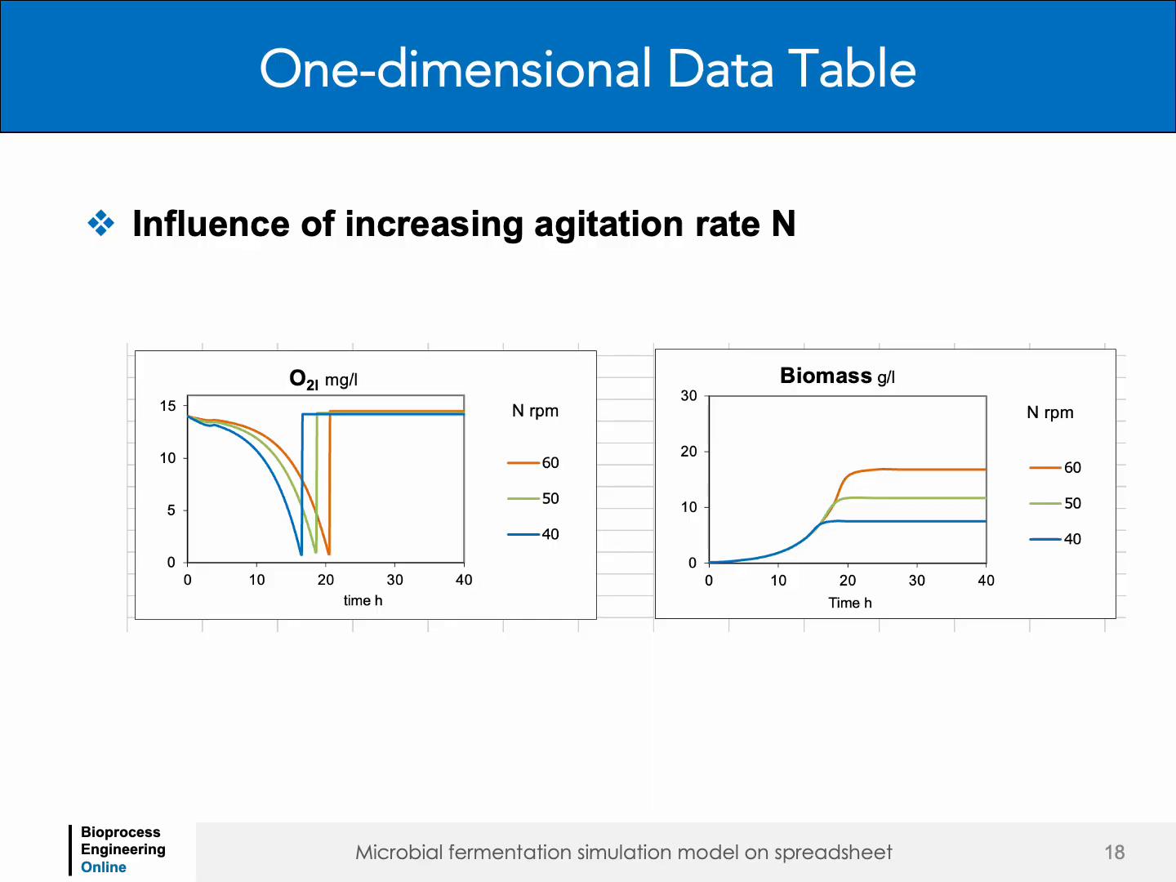The data table functionality can also be used to assess the influence of the stirring rate. The yeast fermentation kinetics is simulated at 3 impeller speeds, N equals 40, 50, and 60 revolutions per minute. The stirring rate primarily affects the dissolved oxygen profile during fermentation through its influence on the oxygen transfer coefficient, KLA. Increasing the agitation speed leads to a slower decrease in dissolved oxygen concentration, delaying its decline toward the critical minimum level. Consequently, higher impeller speeds result in higher final yeast biomass concentrations.